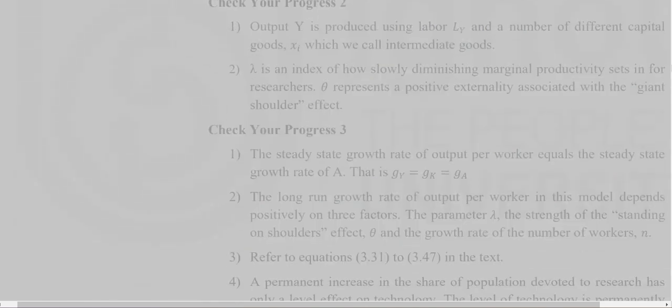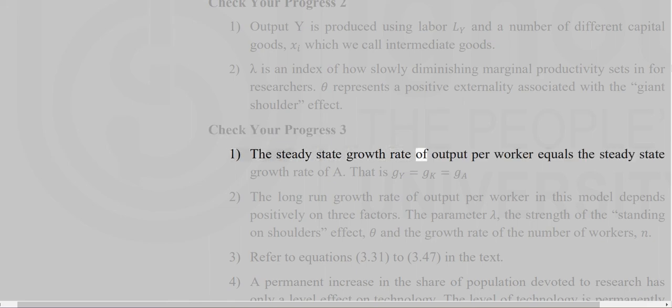Check your progress 2. 1. Output Y is produced using labor and a number of different capital goods, which we call intermediate goods. 2. Lambda is an index of how slowly diminishing marginal productivity sets in for researchers. It represents a positive externality associated with the standing on shoulders effect.